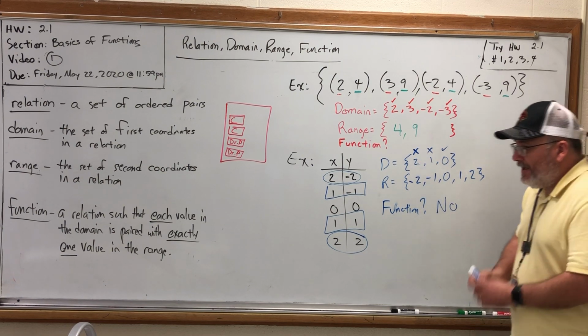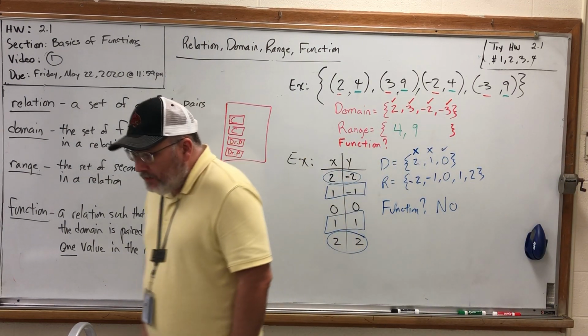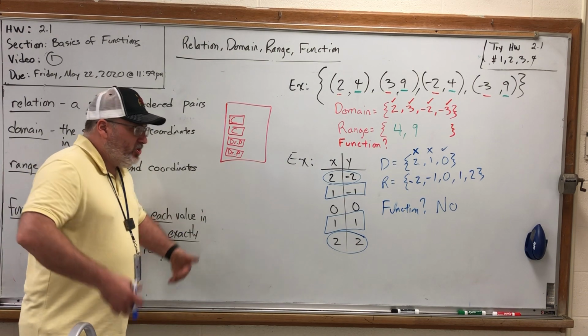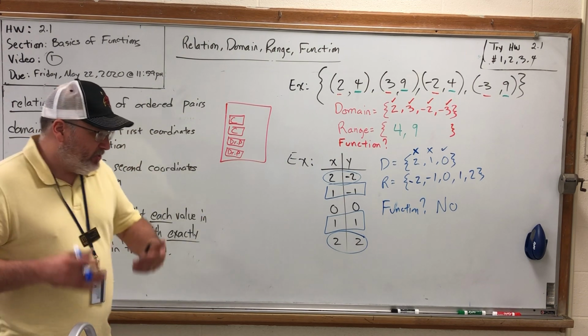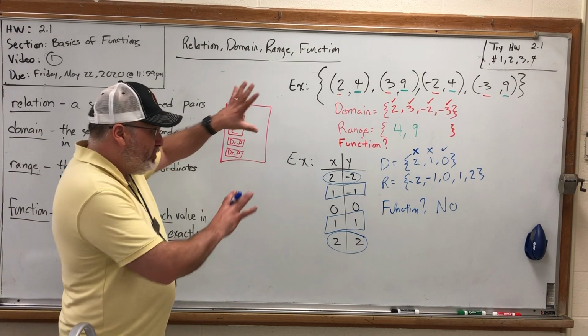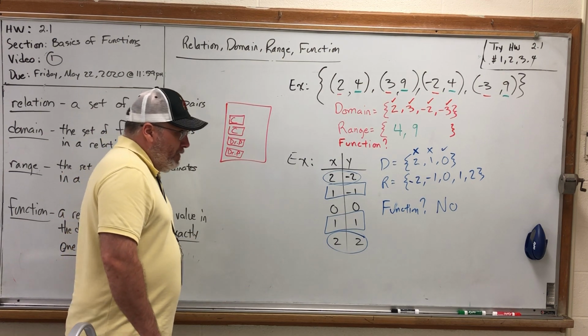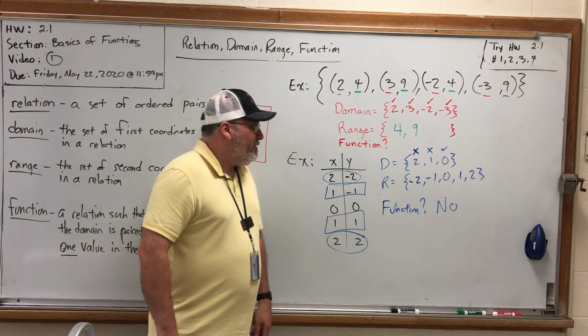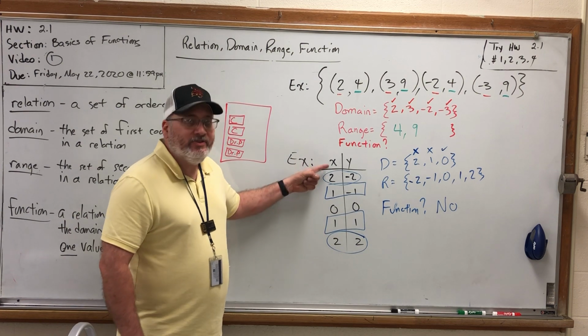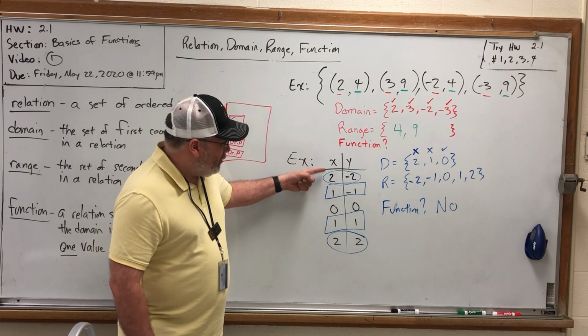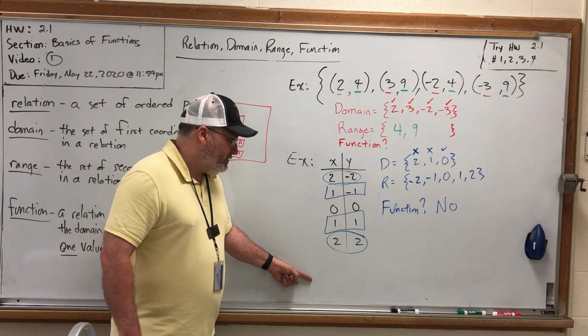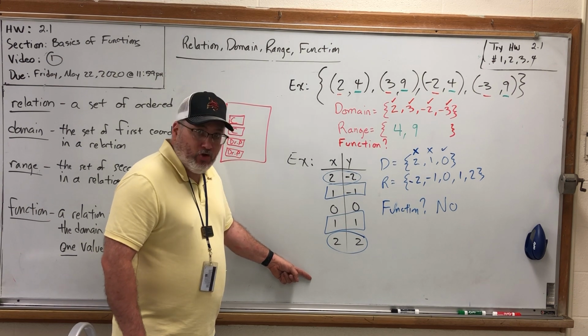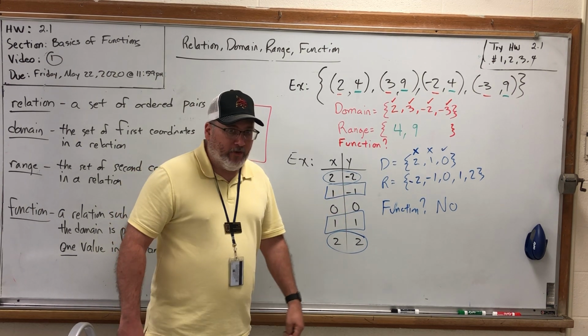It only takes 1 bad X to break being a function. So, you're a function if every domain value is paired with exactly 1 range value. Visually, you're a function if every domain value occurs only once. If a domain value occurs more than once, then you might be in trouble if it's paired with more than 1 range value.